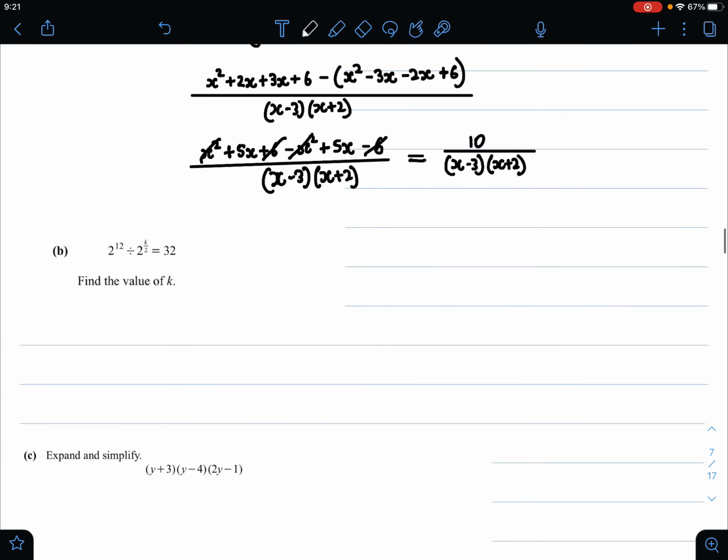So for part B we have to find the value of k, so let's solve for k. So since it is 2 raised to 12 divided by 2 raised to k by 2, we can take the 2 raised to 12 to the other side of the equation. So therefore it will be 2 raised to k by 2 is equal to 2 raised to 12 divided by 32. Now 2 raised to 12 divided by 32 is 128. So we can say 2 raised to k by 2 is equal to 128.